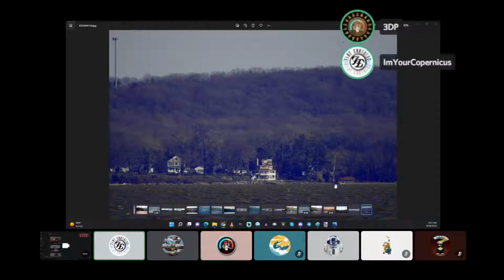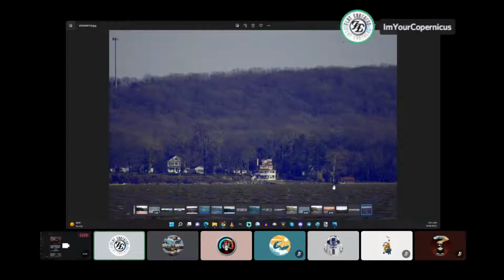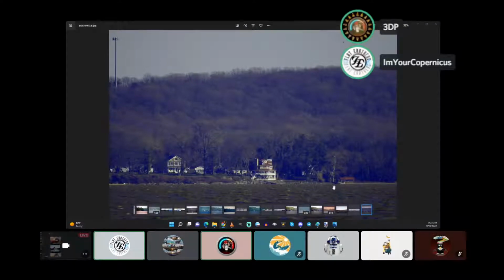Go ahead. Were you going to say something? I'm just saying that is Chris. Well, and what distance are we looking at here? I'm going to round up to 6 miles. Nice clear shot at that distance.